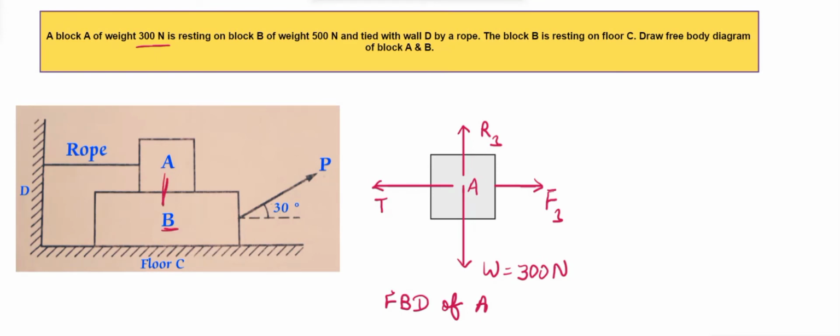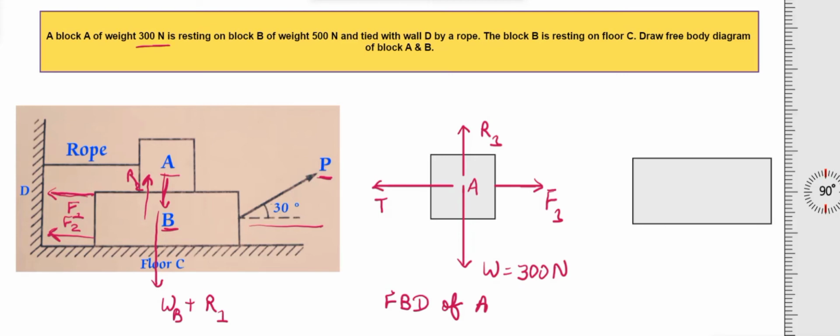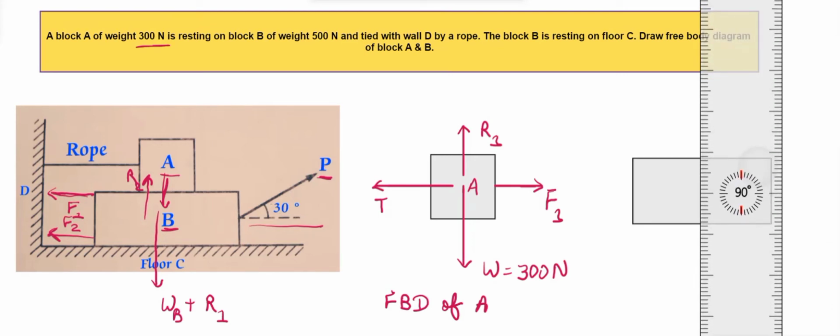On the block B, the reaction will be acting from the block A. Also, the weight will be acting in the downward direction, which we'll show as WB plus R1. And the reaction from the ground on block B will be R2. Then here we have this force P, which is inclined at an angle of 30 degrees. It will try to pull it towards the right, so the friction will be acting in its opposite direction, which is here. Friction will also act from the block A, which we have shown as F1.